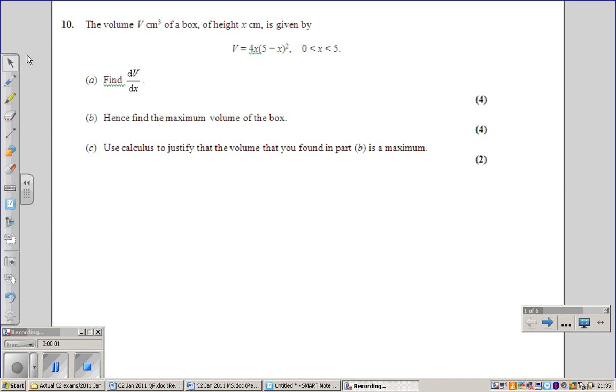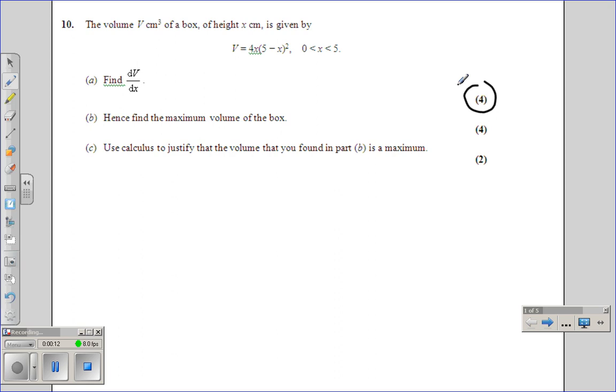Question 10. The volume V centimetre cubed of a box of height x is given by this formula. x has to be between 0 and 5. Find dV by dx. So, 4 lovely easy marks for a last question. Before we differentiate, we need to multiply this out.